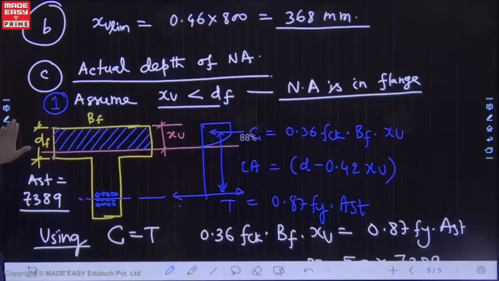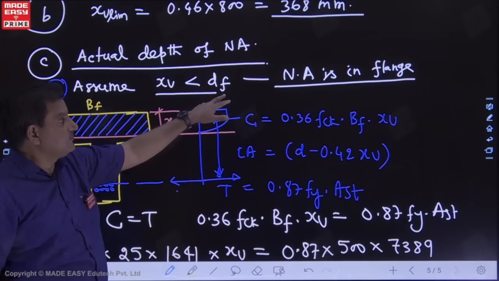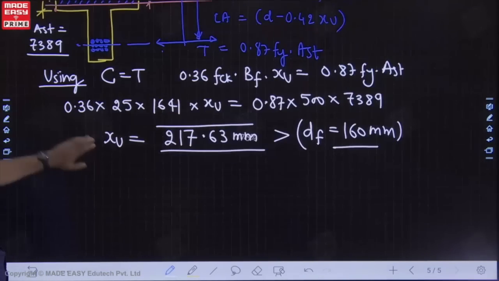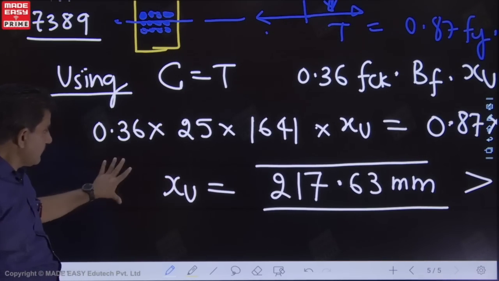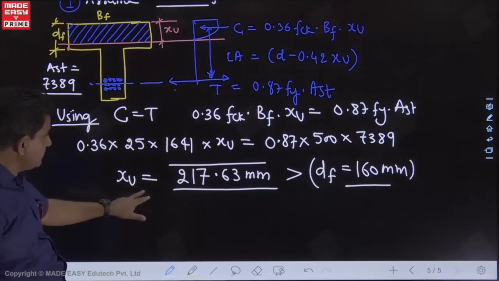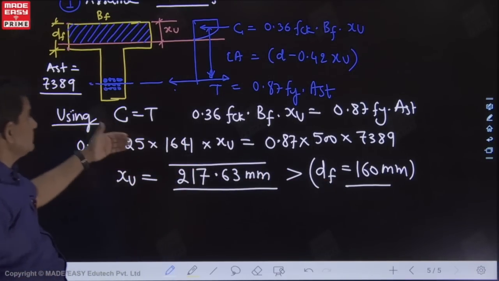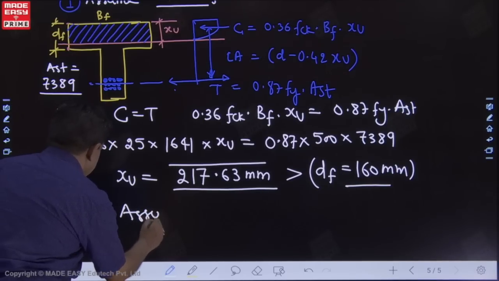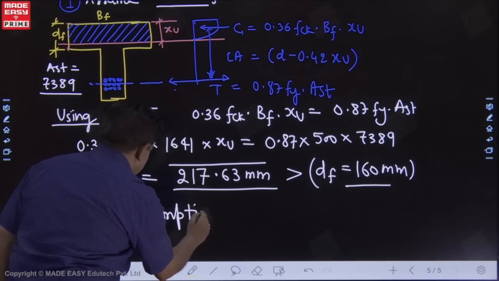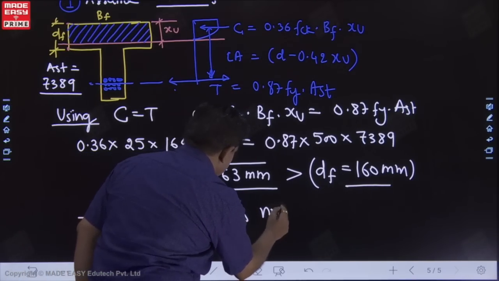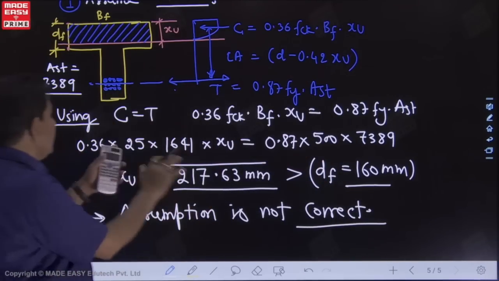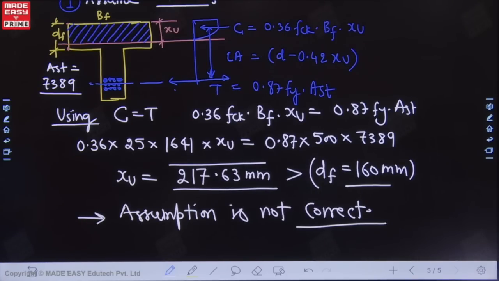What we have assumed here? We have assumed that Xu is less than Df, neutral axis is in flange, but the value shows that Xu is more than Df. Xu value is more than Df. So this is not a correct case. We can write that the assumption is not correct. So we will go to the next case and we will find out the values. So what will be in the next case? Let's understand.